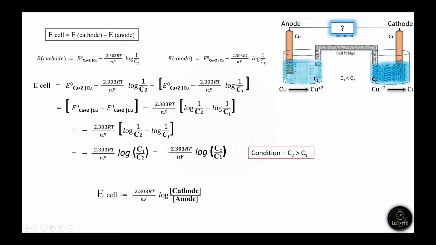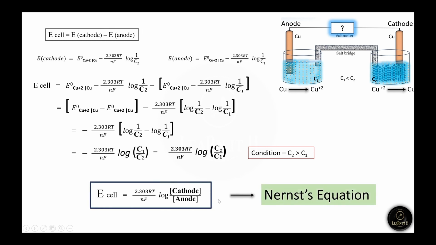So overall we can say that E of cell of a concentration cell is equal to 2.303 RT divided by NF log of concentration of the cathode divided by concentration of the anode. This is called the Nernst equation for the calculation of cell potential of a concentration cell.